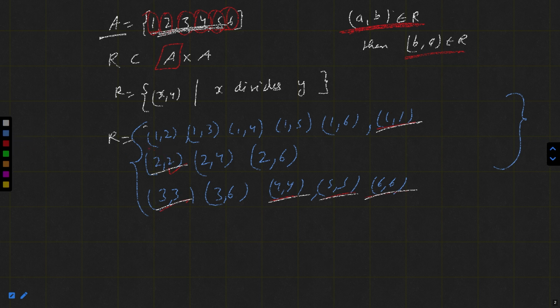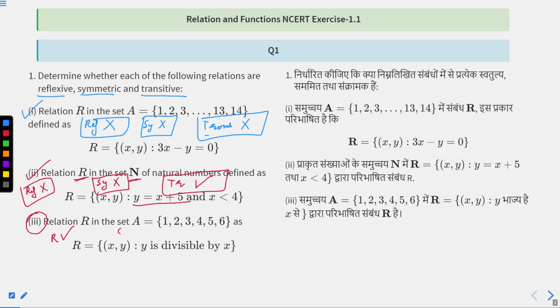Okay, so let's see. (1, 2) belongs to R. Does (2, 1) belong to R? Try to see. Is there any element over here (2, 1)? No. So (2, 1) doesn't belong to R. This means this property is not satisfied. Then I can easily say that it is not symmetric.